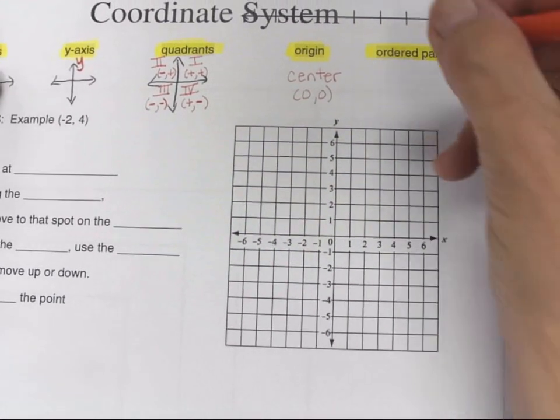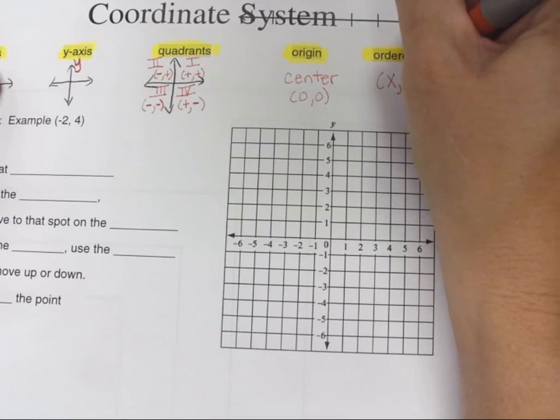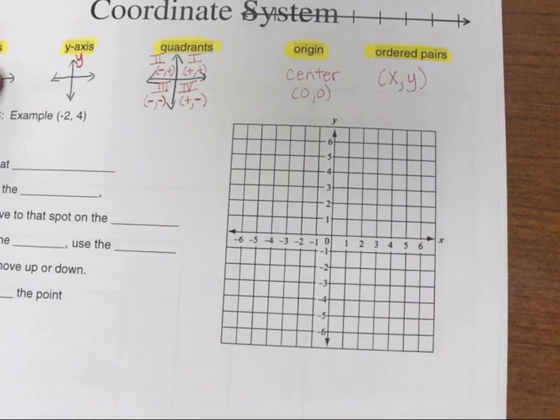Ordered pairs. Ordered pairs are always the number from the x-axis first and then the y. That goes x, y. X value first, y value second.